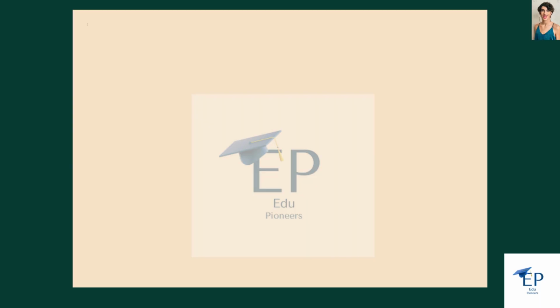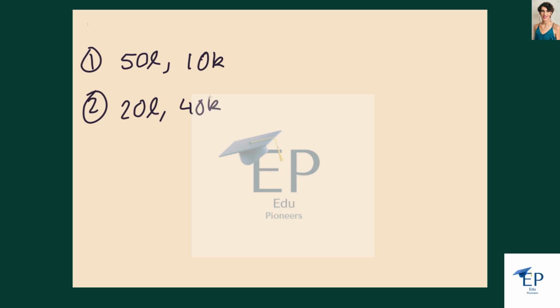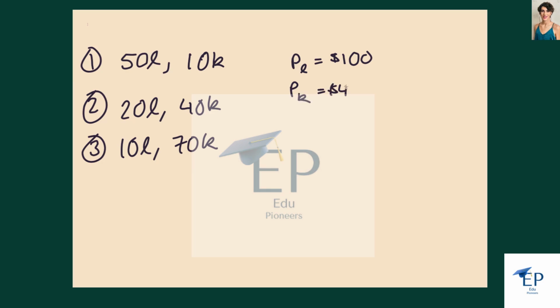In this problem, we have three methods. The first method is when we have 50 units of labor and 10 units of capital. The second method is when we have 20 units of labor and 40 units of capital. And the third method is when we have 10 units of labor and 70 units of capital. So if we know that the price of labor is equal to $100 a unit and the price of capital is equal to $400 a unit.